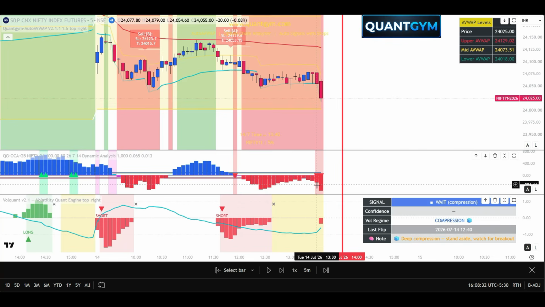Okay, if you see this bar, this is a gamma squeeze on the downside. This is red, lower AVWAP break. So around 20,054 I sell. Stop loss is 20,073. On the same bar, it comes down to 24.15.